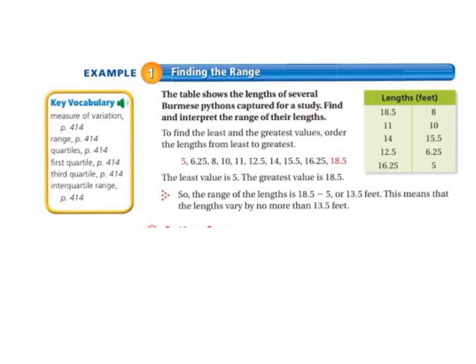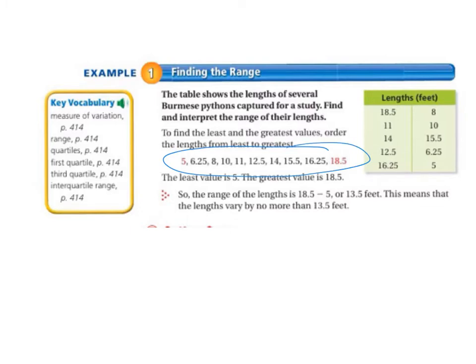Example 1. Finding the range. The table shows the lengths of several Burmese pythons captured for a study. Find and interpret the range of their lengths. To find the least and the greatest values, order the lengths from least to greatest. So that's what the book has done for us here.